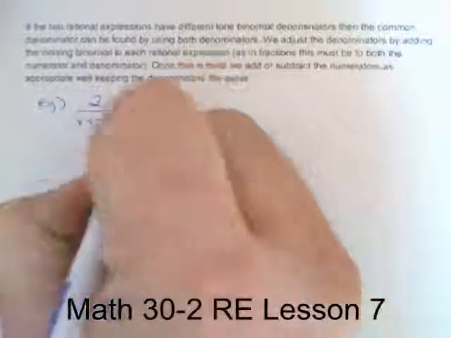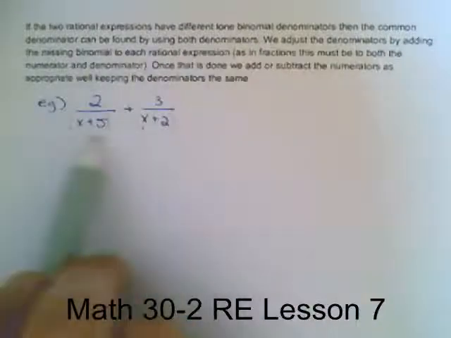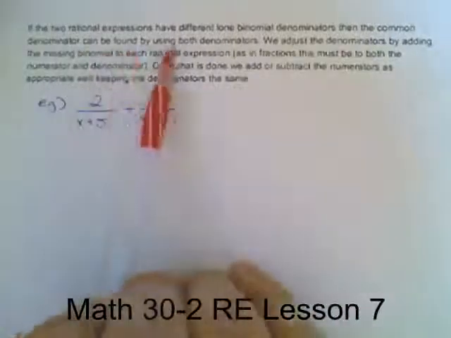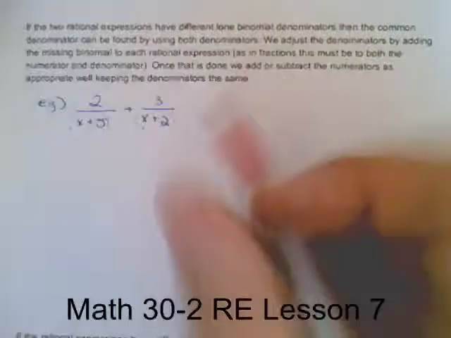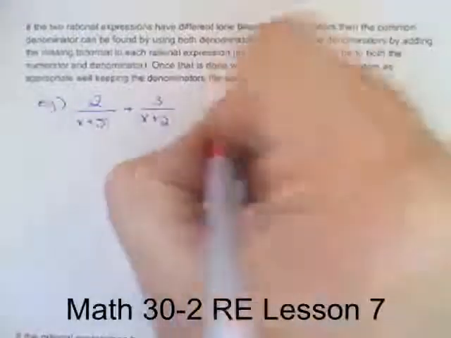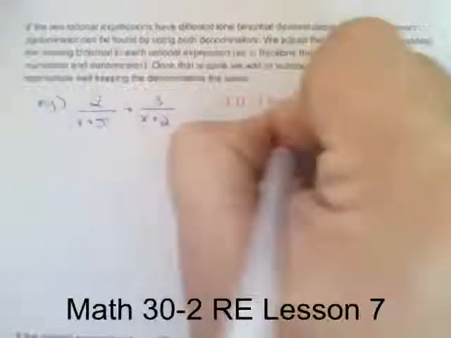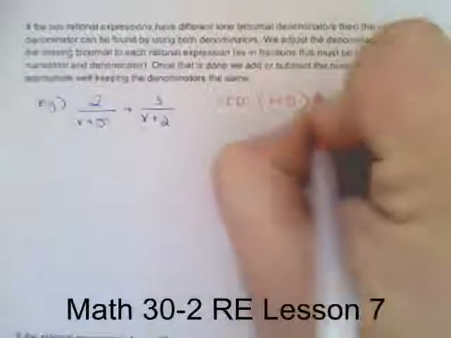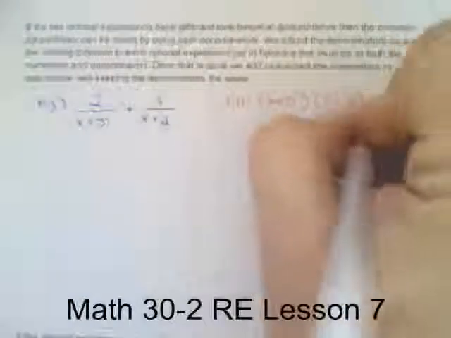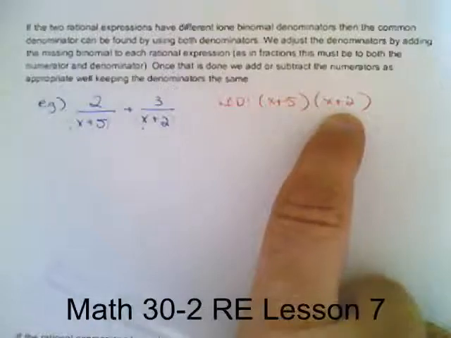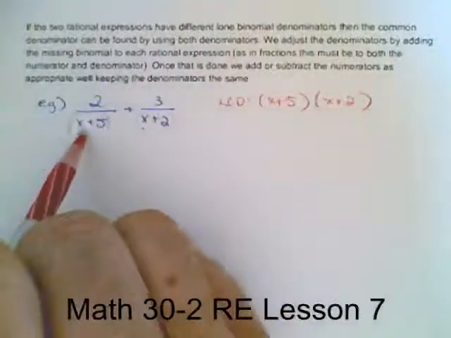This one is an x plus 2. Okay, it doesn't separate out. Okay, it just leaves it at that. So this thing here, if two rational expressions have lone binomial denominators, means that's all that's there. Okay, we adjust the denominator, but we just use both. So my lowest common denominator is going to have an x plus 5, and I'm deliberately saying that fast, and an x plus 2. Okay, those things go together. I can't separate the x plus 5, I can't separate the x plus 2.